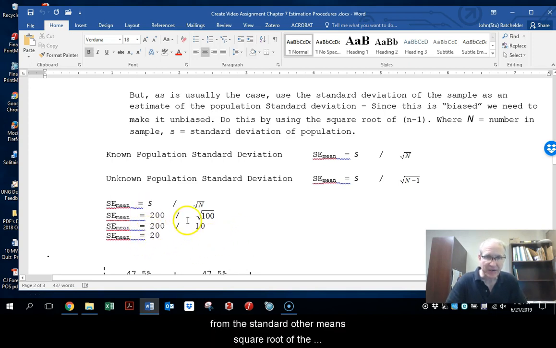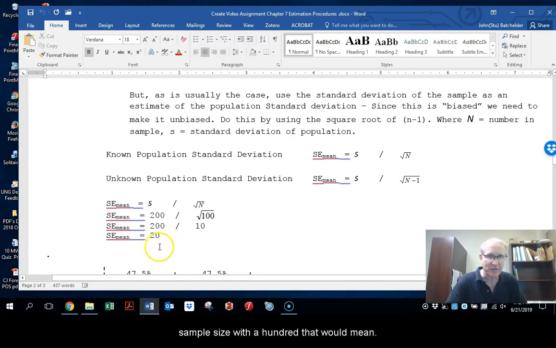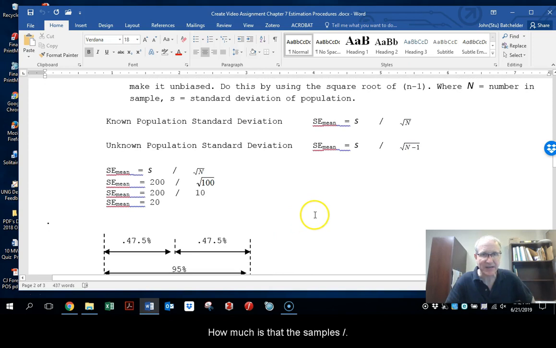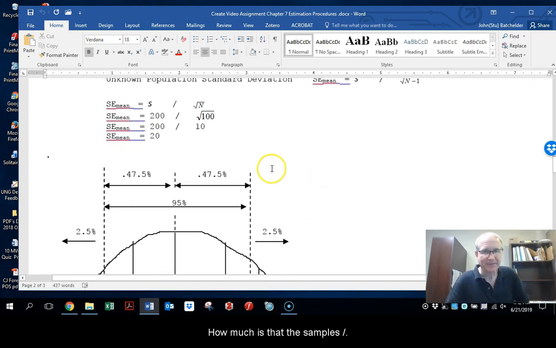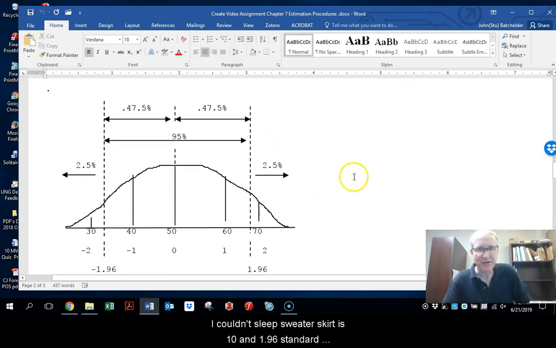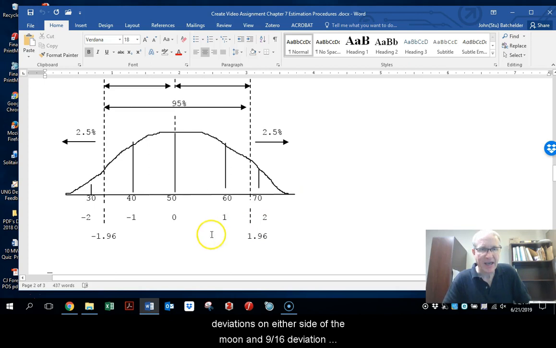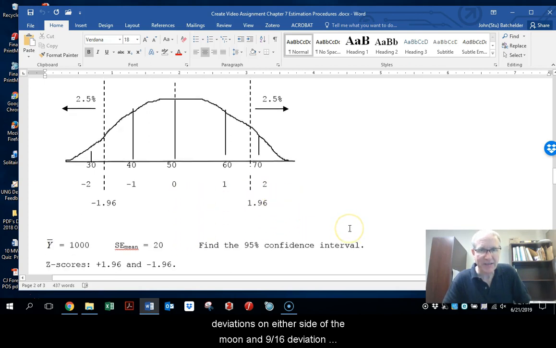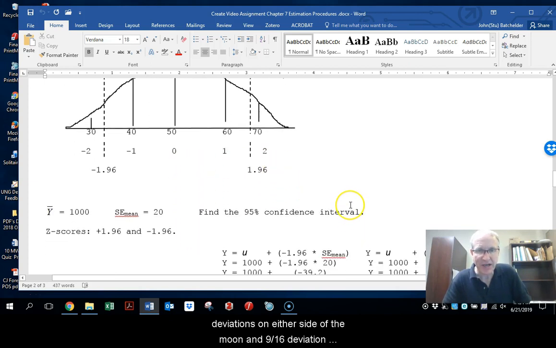Turns out that the standard error of the mean is the standard deviation divided by the square root of the sample size. So our sample size is 100, square root is 10, and here comes 1.96 standard deviations on either side of the mean.